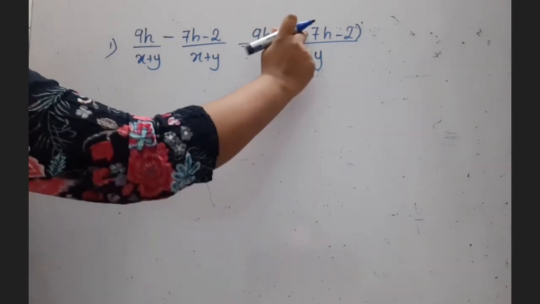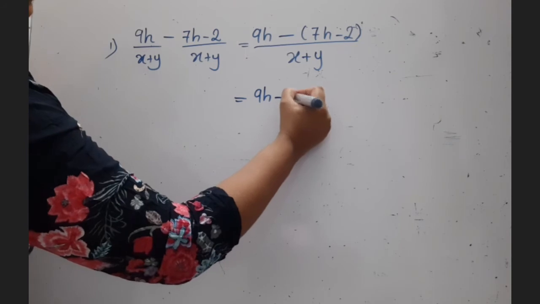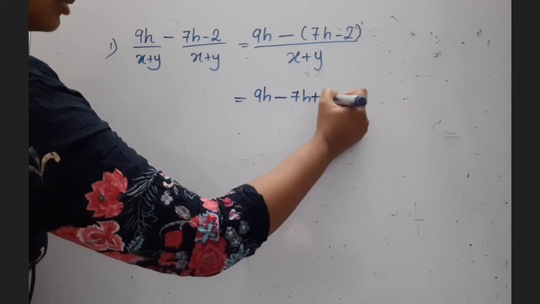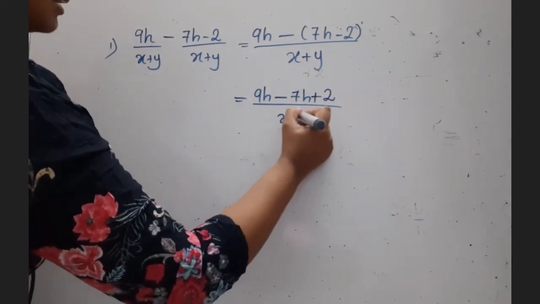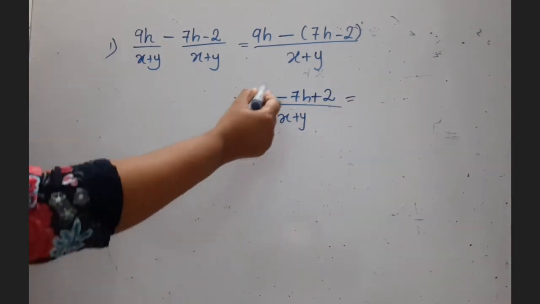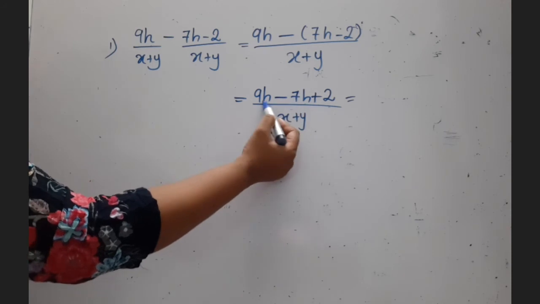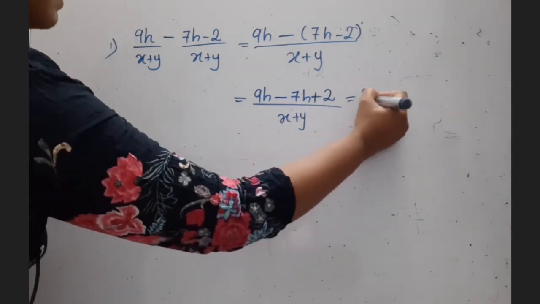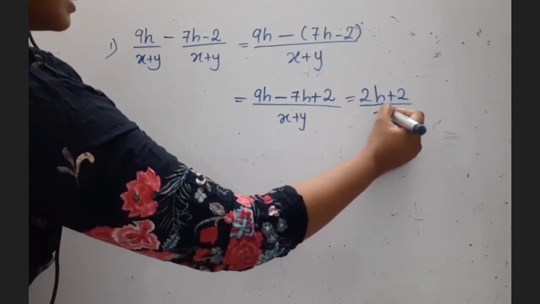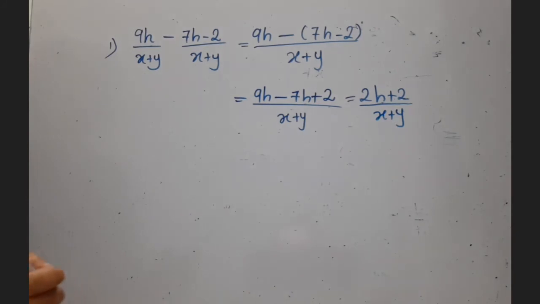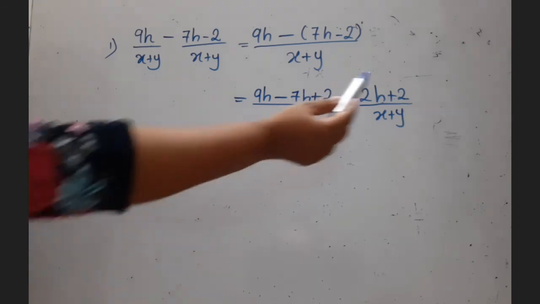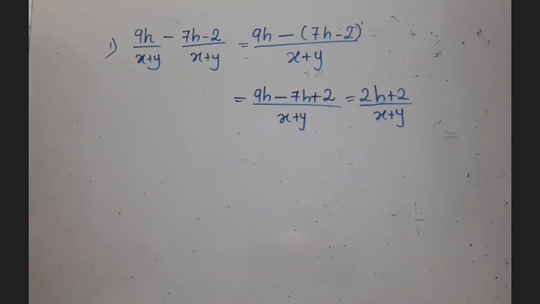So let's expand it by removing the brackets. Minus into plus becomes minus 7h. Negative into negative becomes positive 2. Denominator is x plus y. Am I right? Now let's simplify with like terms. It's subtraction. So 9h minus 7h becomes 2h plus 2. Below it's x plus y. That's it. You cannot add these two because they are unlike terms. That's a number. This is the value of h.